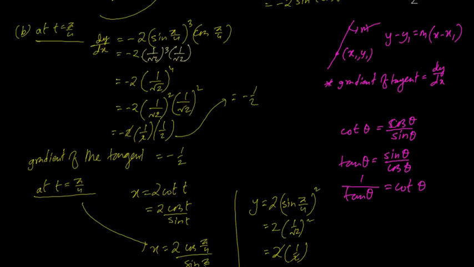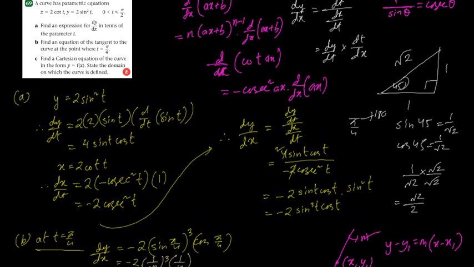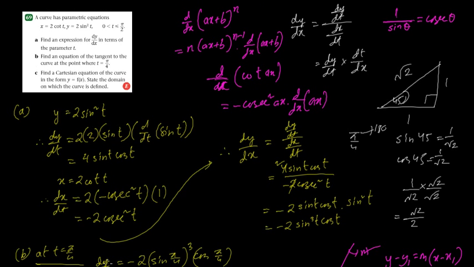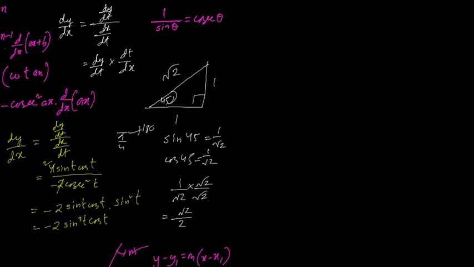The final question is: find a Cartesian equation of the curve in the form y equals f of x. That's the final question. So x equals 2 cot t, y equals 2 sine squared t. Let me scroll down here.